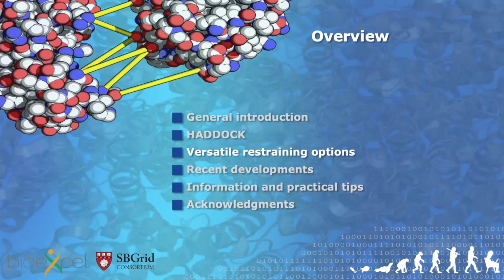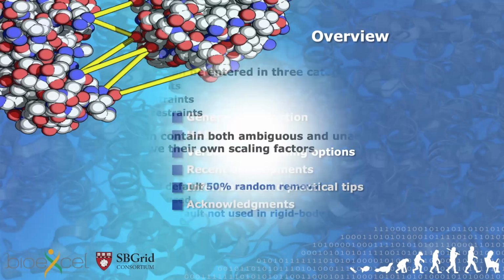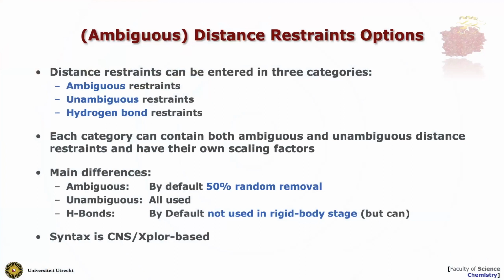So now that you have an overview of HADDOCK and what it can do, let's dive a little bit more in, to show you how versatile HADDOCK is in terms of defining restraints between molecules. I already explained this concept of ambiguous distance restraints, but restraints, of course, don't have to be ambiguous. If you have very specific information, you can input it as very specific information. But you can input things in HADDOCK in 3 different categories.